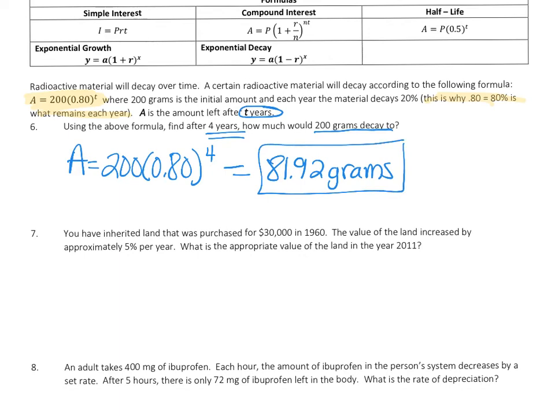Question 7. You have inherited land that you purchased for $30,000 in 1960. The land value increased by approximately 5% per year. What is the approximate value of the house in 2011? Or land, sorry. So we're talking about increasing here. So that means I'm going to use exponential growth. So I'm going to be using this formula.